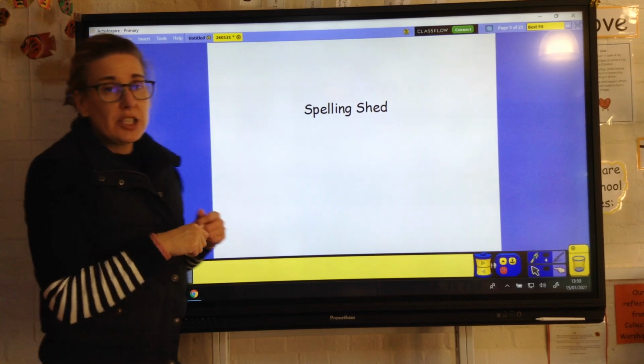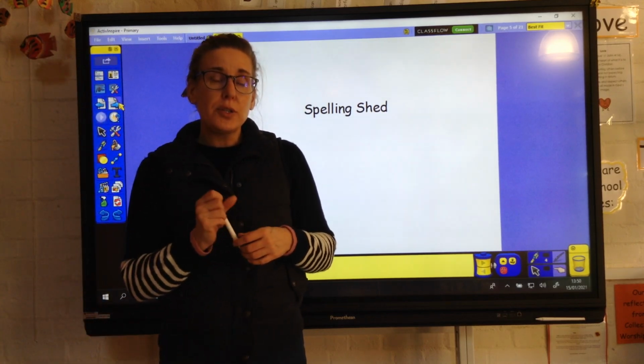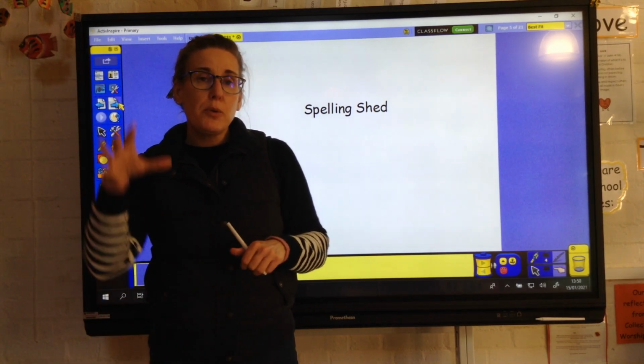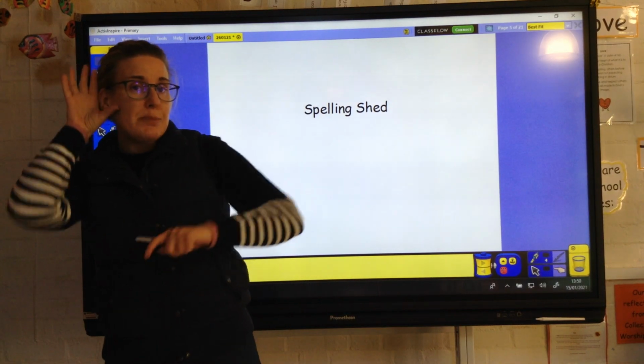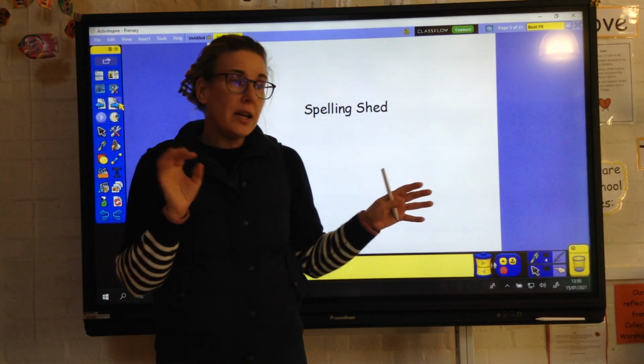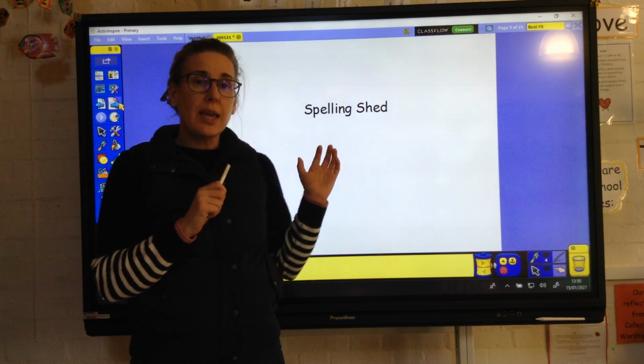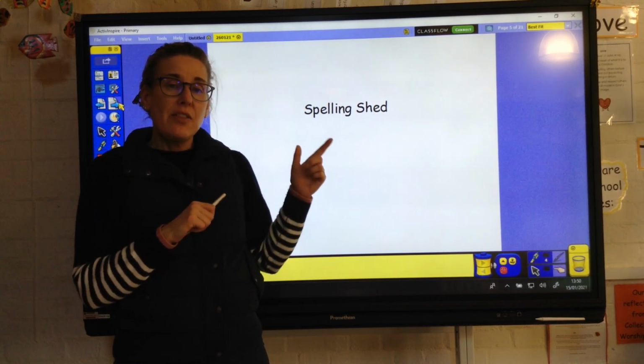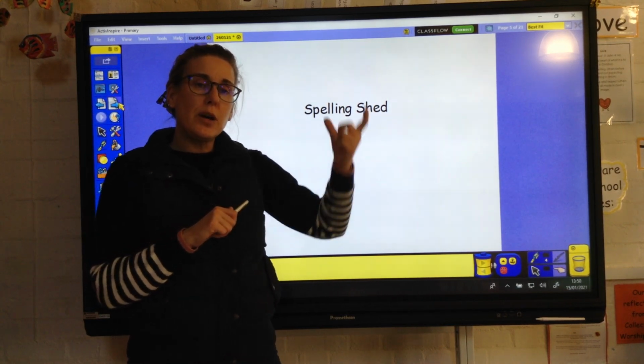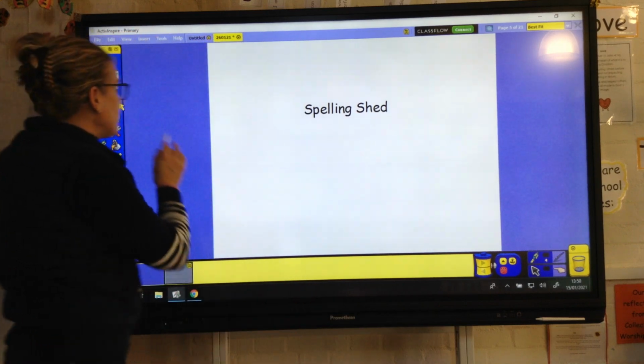Then you've got spelling shed, and as I said yesterday, you have got some games that will help you with spelling words with that long A, spelt in all 3 ways that we learn. You have also got a game for your tricky words, and then you have also got some suffix words that we will be using on Thursday.